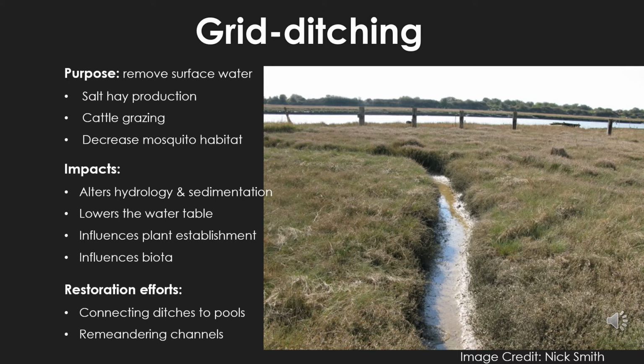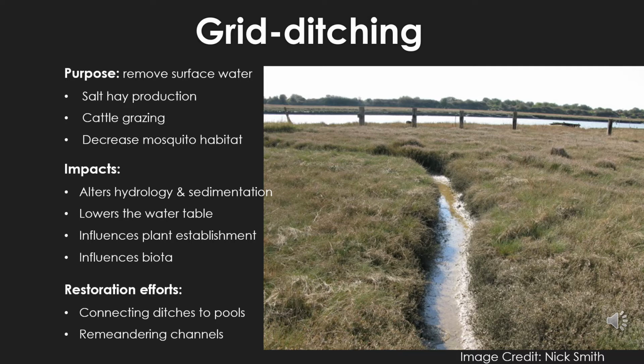Ditching removes surface water within marshes and dates back to the early 1800s when early colonists began ditching marshes for salt hay production and cattle grazing. This method also became a popular way to decrease mosquito populations by removing their breeding habitats.